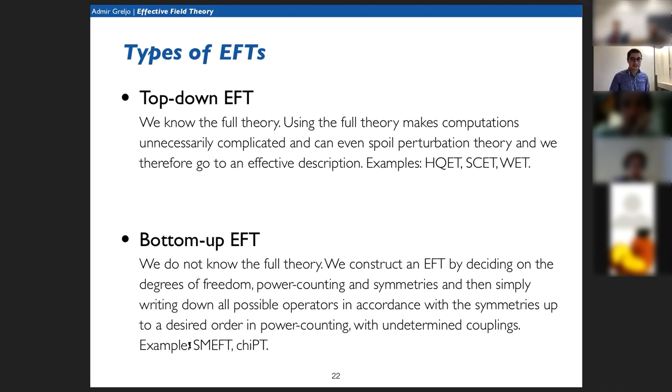The example of this is standard model effective field theory. We don't know the BSM at the moment. Or something which is called chiral perturbation theory applied to some strongly interacting dynamics.